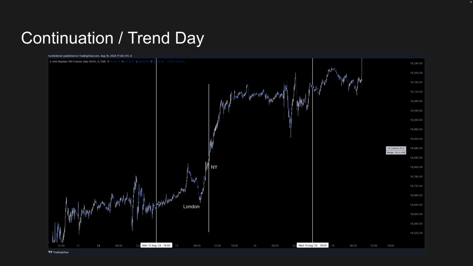This is a continuation, also known as a trend day, where we see Asian, London, and New York session expand in one direction to our draw on liquidity, seeing no manipulation move on the daily time frame. These days are hard to trade, but when you can identify it, it can be very well.